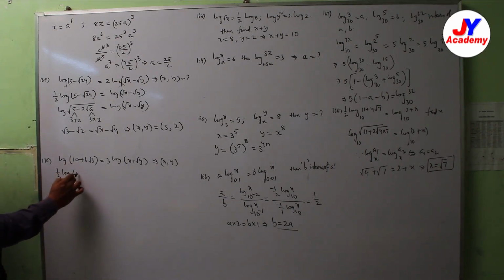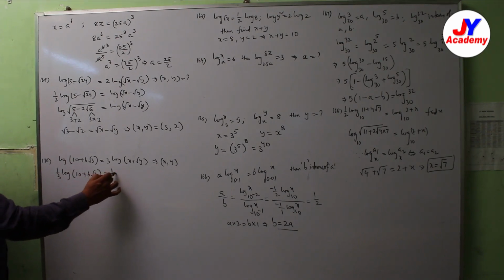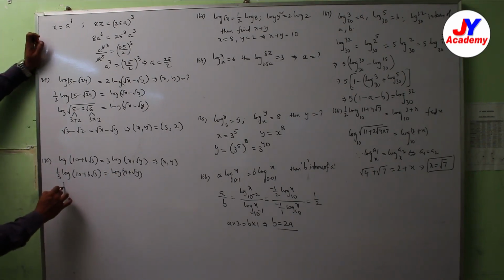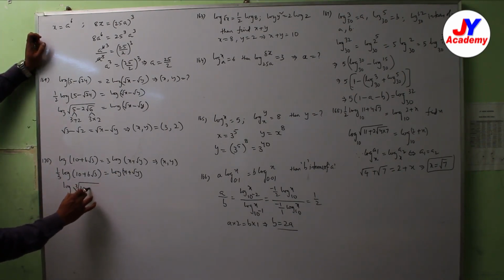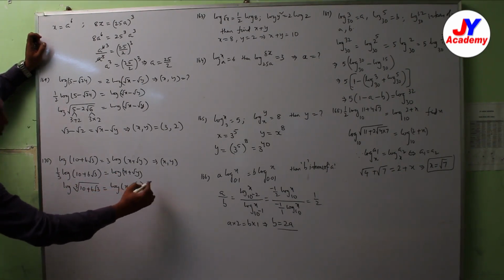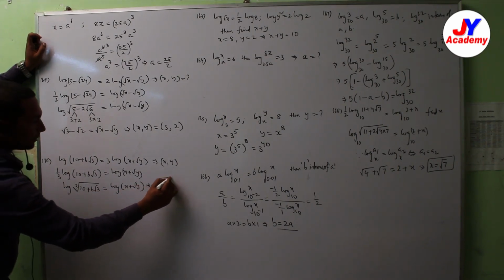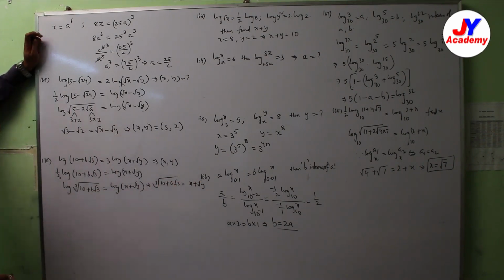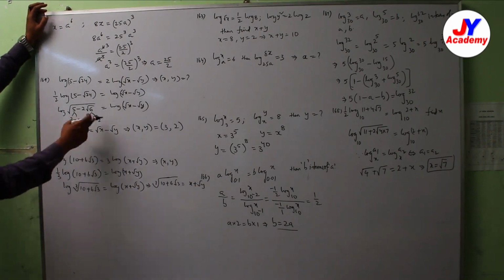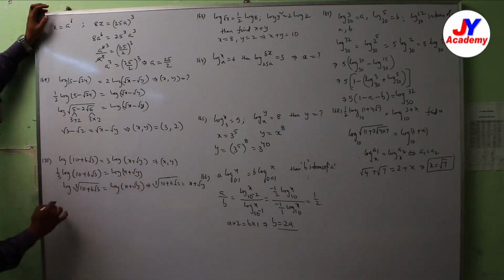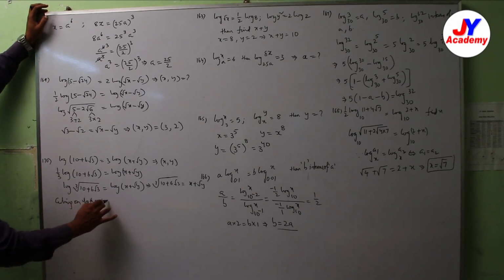1 by 3 log (10 plus 6 root 3) is equal to log (x plus root y). So it is log of cube root of (10 plus 6 root 3) is equal to log (x plus root y). So cube root of (10 plus 6 root 3) is equal to x plus root y. Now we are going to solve that cube root. Square root we can directly find like this. Cube root means cubing on both sides. So what will we get here?